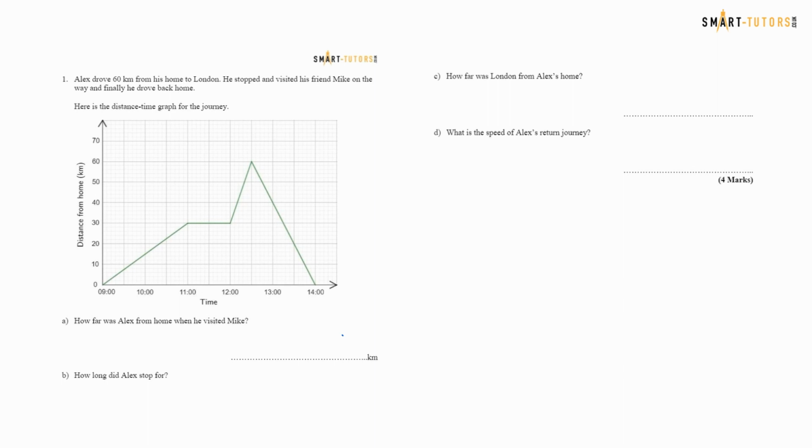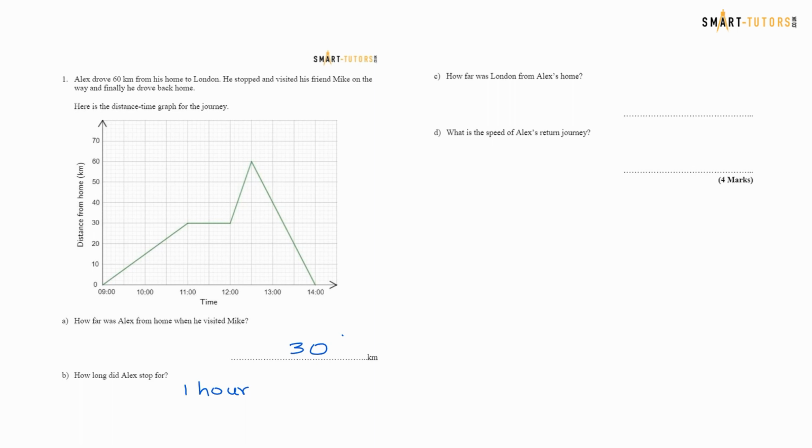graph explanation. The important point you need to know is that the gradient of the distance time graph gives the velocity, and if you stop, that means the distance is not changing, you're just spending time. So here he spent 1 hour at Mike's place, where they had a chit chat. First question, how far was Alex from home when he visited Mike? The answer is 30 kilometers. How long did Alex stop for? I can say 1 hour.